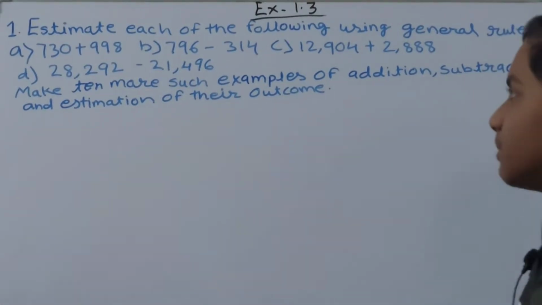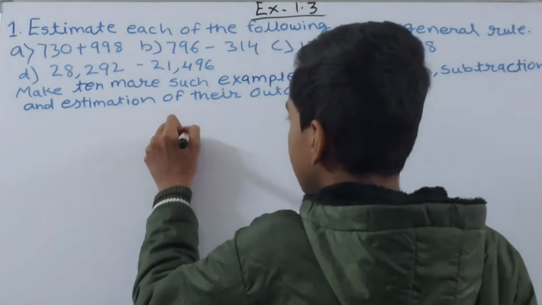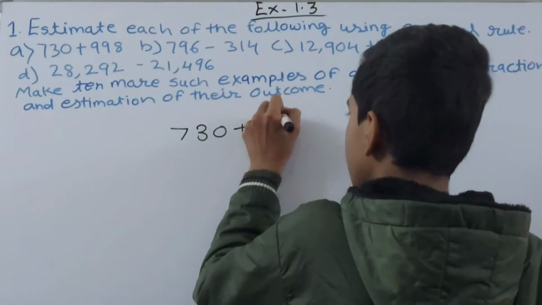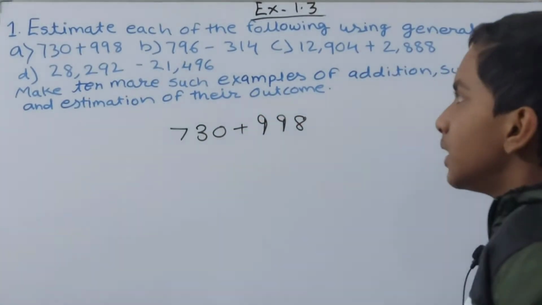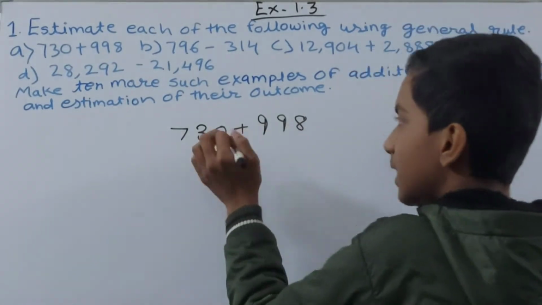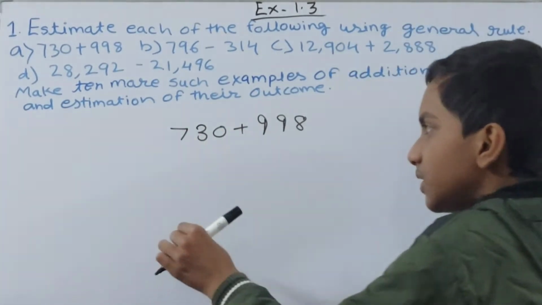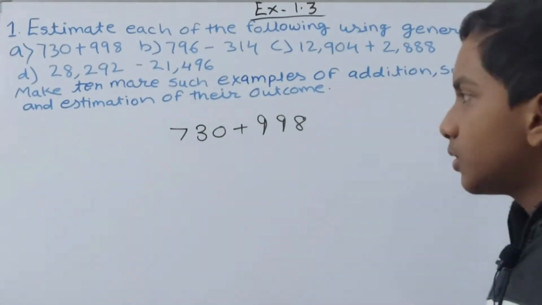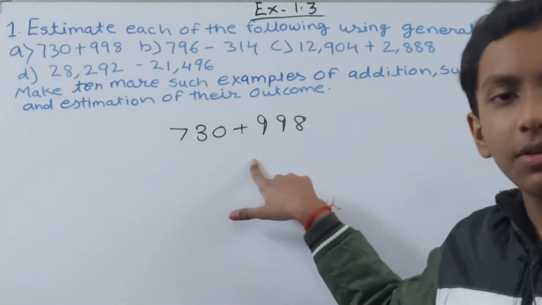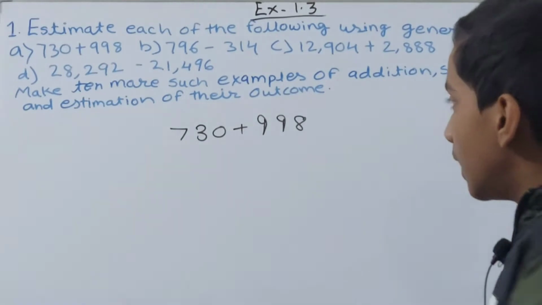Now let's solve the A part. This is 730 plus 998. If we have to round these off, both of these numbers have their greatest place, or highest place, as hundreds. You can see ones, tens, hundreds, ones, tens, hundreds. So we will round both of these numbers off to hundreds.